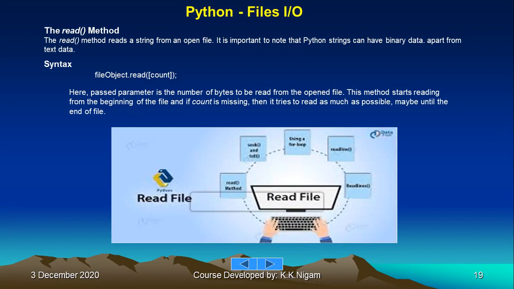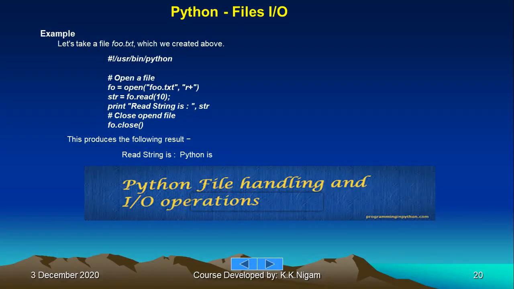The read method reads a string from an open file. It's important to note that Python strings can have binary data apart from text data. For that, the syntax is fileobject.read, and within brackets the count in square brackets. Here the passed parameter is the number of bytes to be read from the opened file. This method starts reading from the beginning of the file, and if count is missing, then it tries to read as much as possible, maybe until the end of the file. So this is the syntax that you are going to use for that.